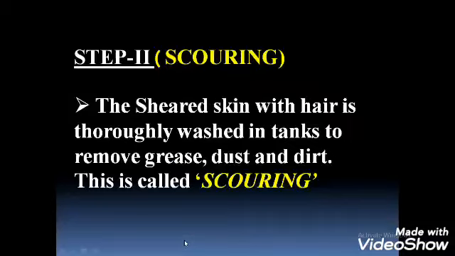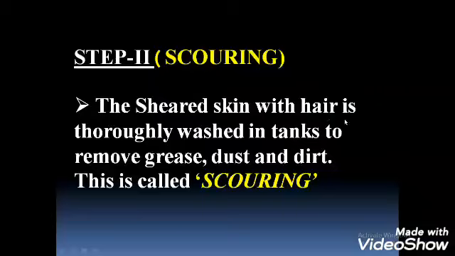Then, the second step of our processing is scouring. What do you mean by scouring? The sheared skin with hair is thoroughly washed in tanks to remove grease, dust and dirt. Yes, it is simply washing. The sheared skin is washed to remove grease, dust and dirt. The sheep hair may contain grease and dust particles.